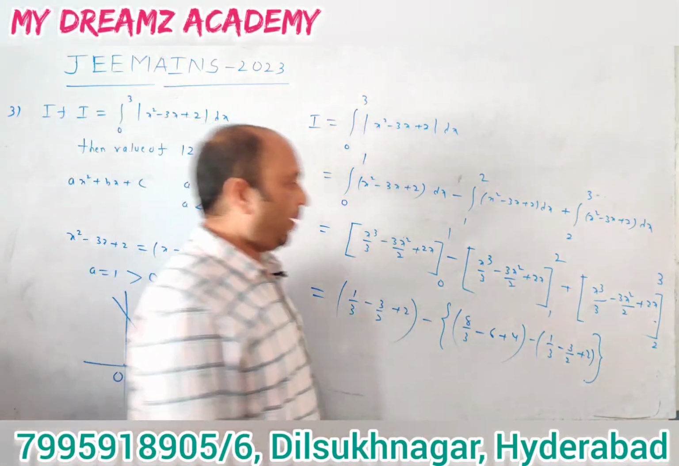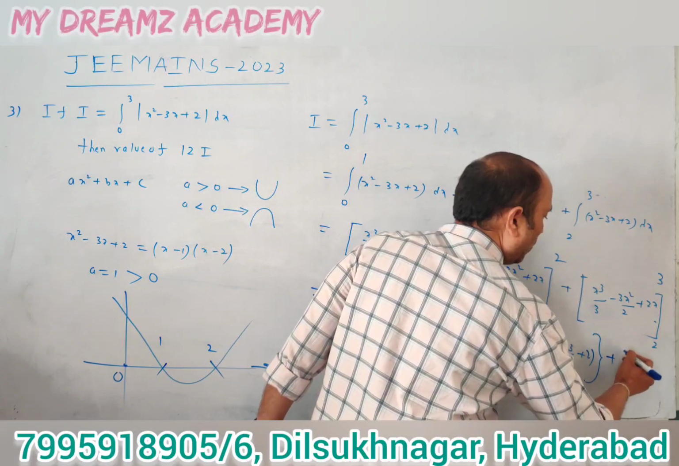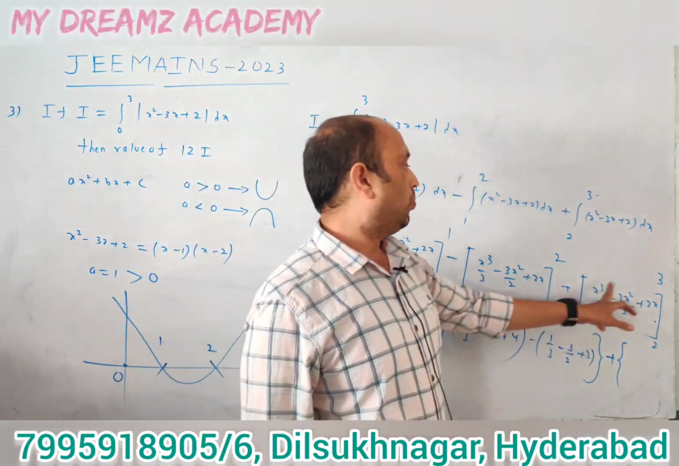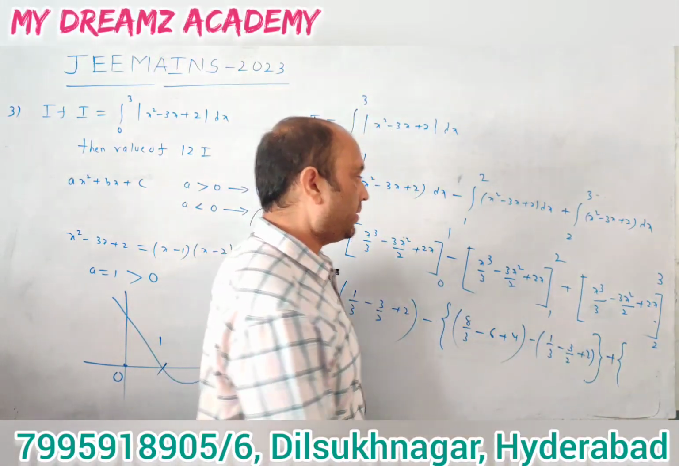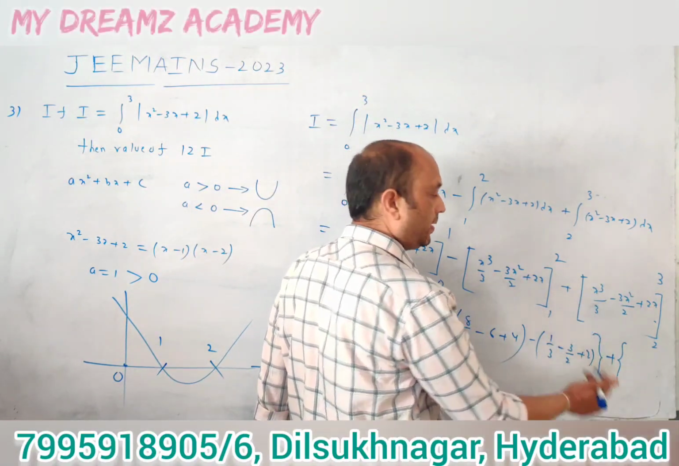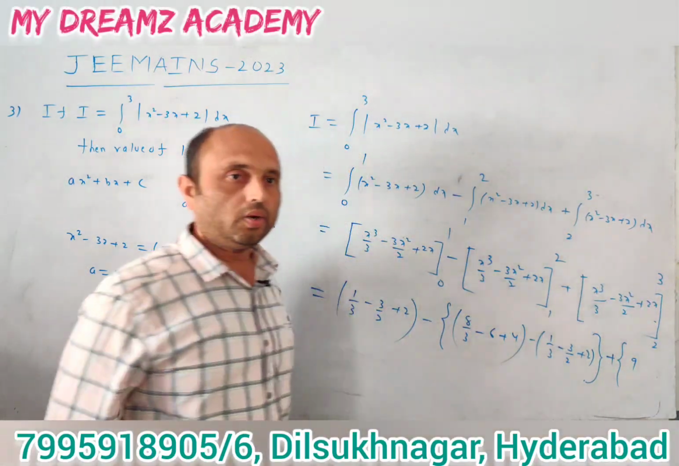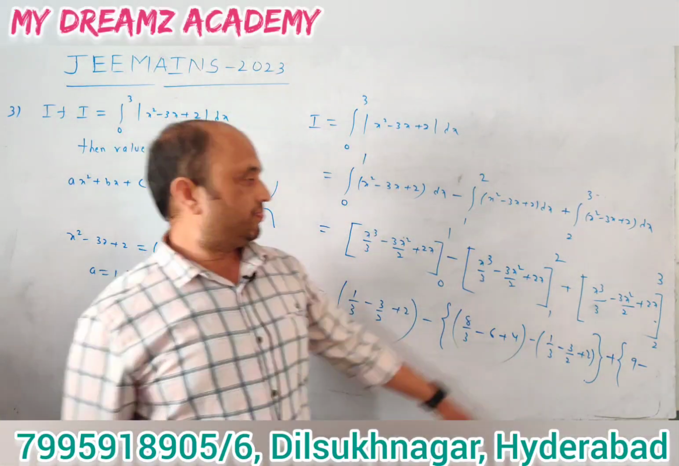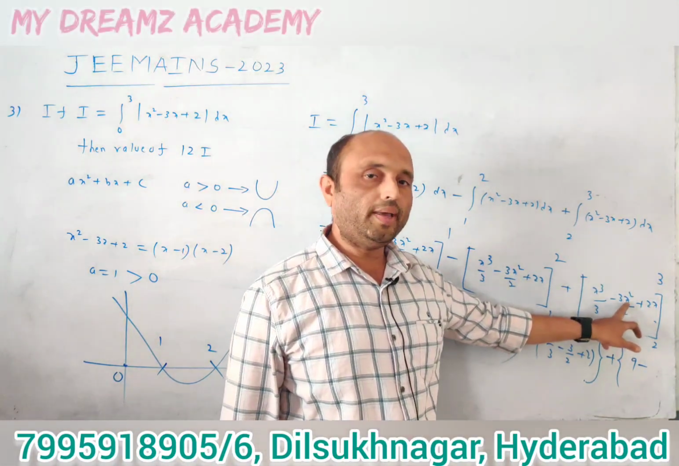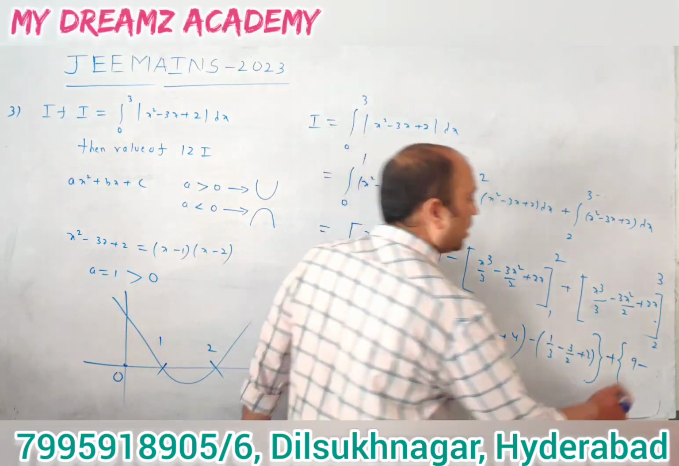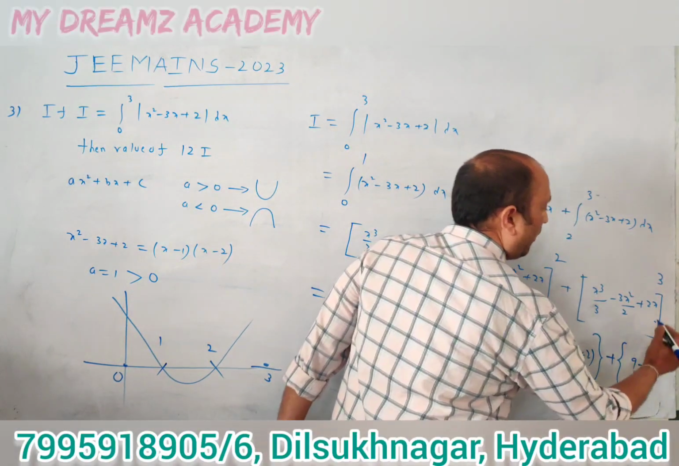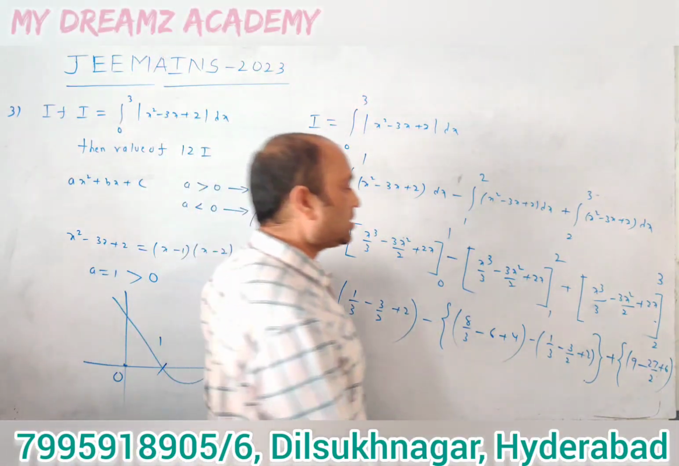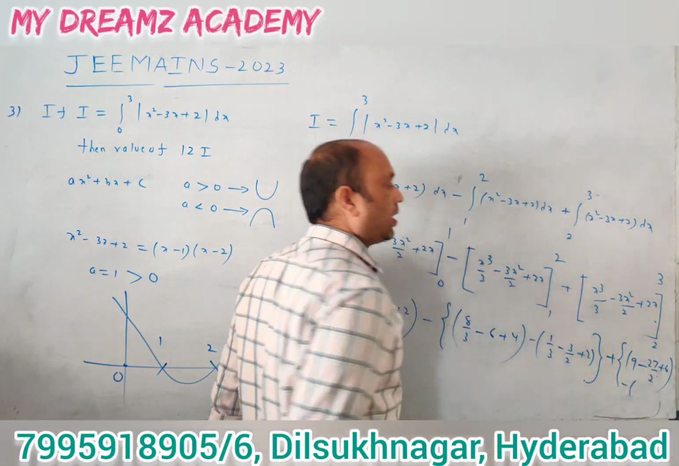Now plus, for 2 to 3, the upper limit: 3 cube by 3, that is 27 by 3, which is 9, minus 3 square into 3 by 2, that is 27 by 2, plus 6, minus the lower limit.